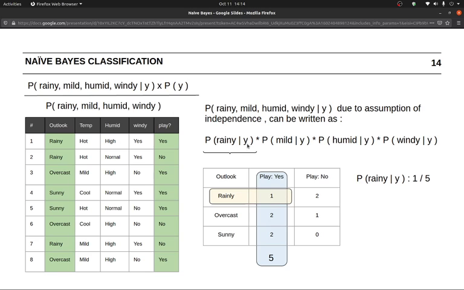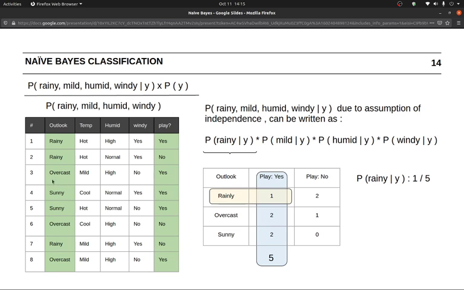Probability of rainy given that we play can be looked at in a simple way. I have redrawn this table, just taking the outlook column and the play column, and I have put it as a matrix. So when outlook is rainy and we play, we have one instance of that, that is this. The second observation is rainy but we do not play, so it would go here. It's rainy but we don't play.